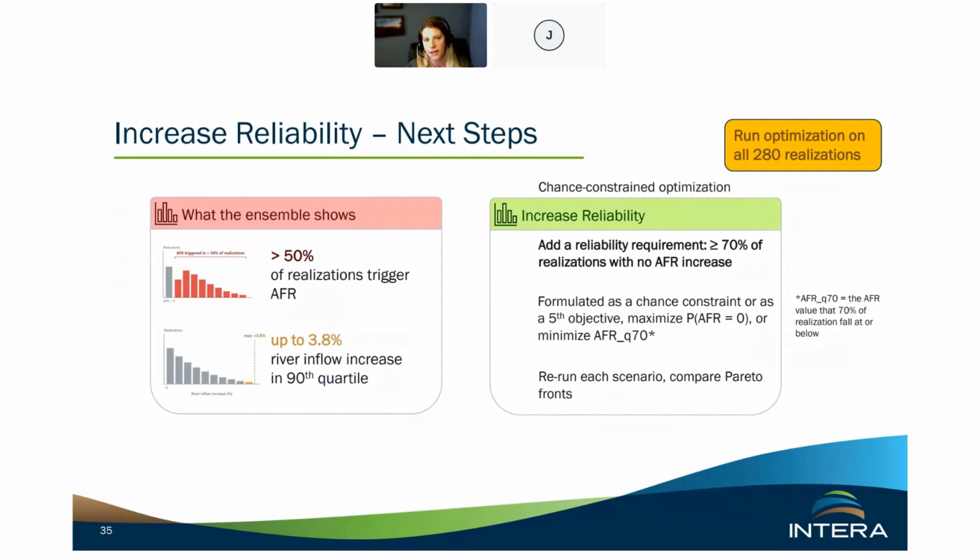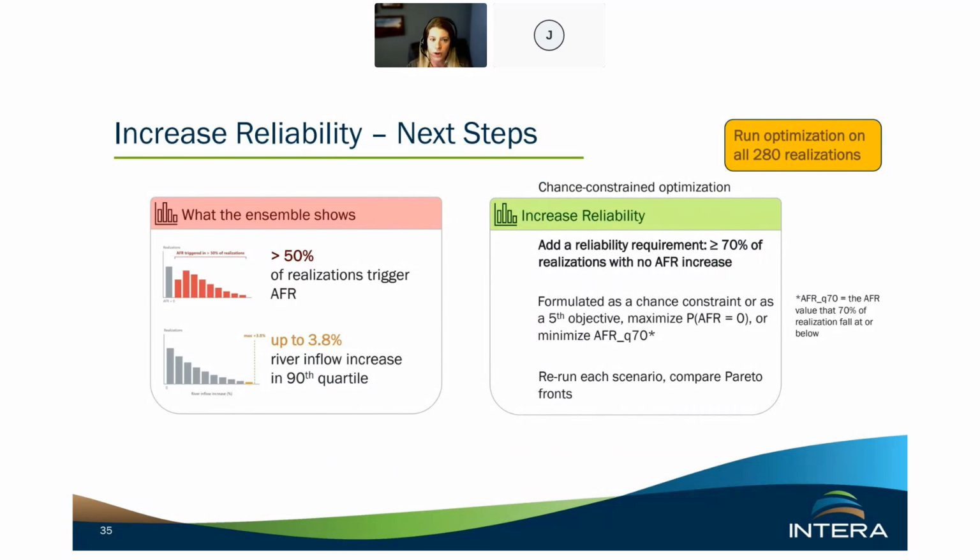So where we would take this reliability in the next steps, and ultimately what we plan to do. Let's say we're pretty happy with the no MAR scenario and its reliability, but let's say we really are thinking of moving forward with these MAR locations and we want to get the MAR locations even better than they are. So we want to get that reliability higher. We know that greater than 50% of the realizations trigger some AFR. So maybe we want to get that improved.